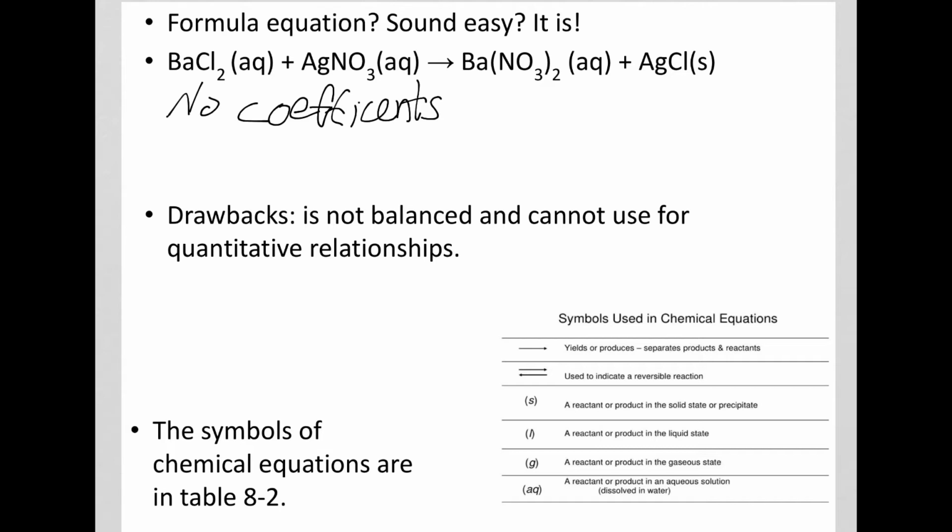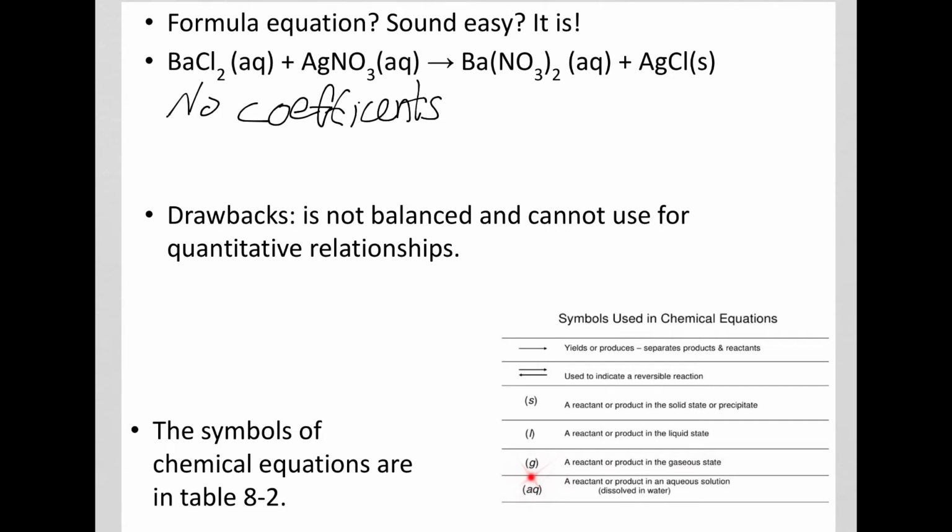So a formula equation is a chemical reaction made up of chemical formulas. A chemical equation is a formula equation that is balanced in order to satisfy the law of conservation of mass. So that's why we can't use this just as is. We can't use it for quantitative relationships because it's not necessarily a 1-to-1 ratio. So we need to make sure it's balanced in order for us to use it.